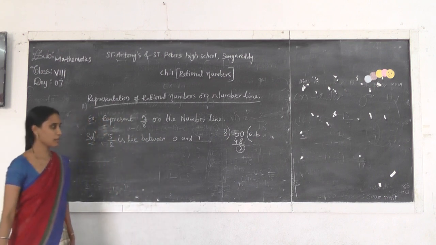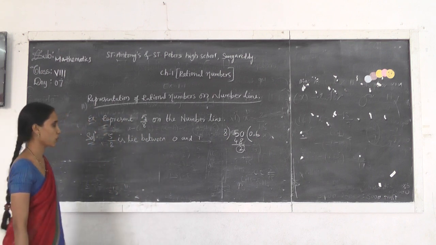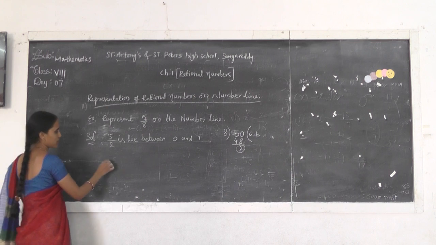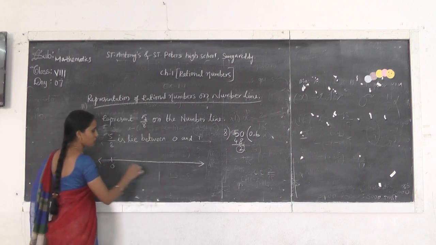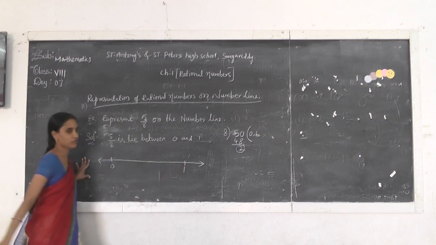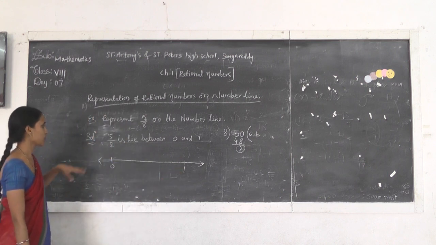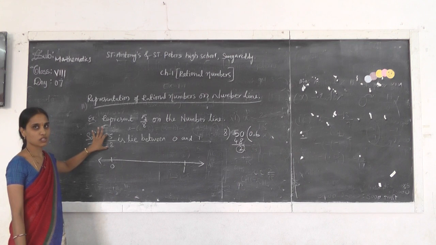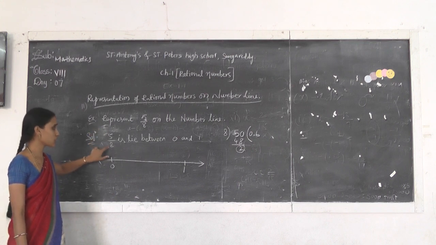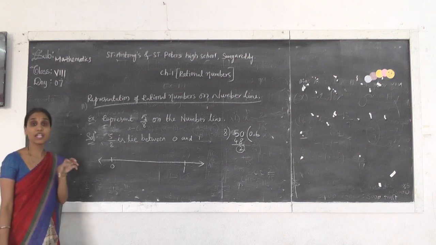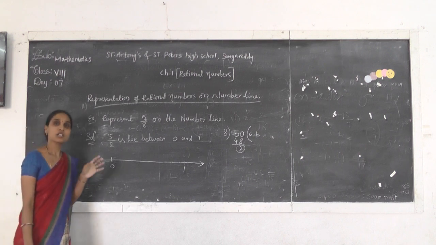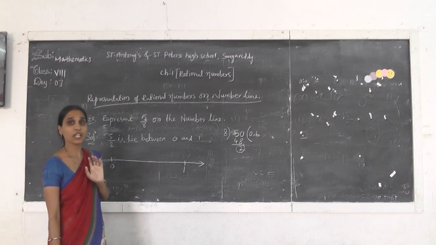5 by 8 lies between 0 and 1. Now how to represent it? First draw the number line, write 0 and 1. Now 5 by 8. It shows that in between 0 and 1 we have to divide into 8 equal parts.